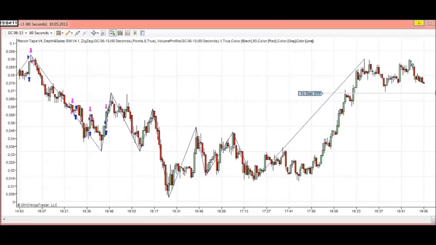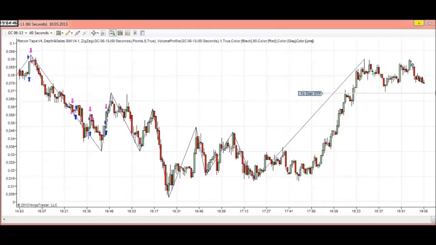Then my intention is to use tape and the DOM to manage the exit, because exit is the biggest unknown and the hardest to pull, not the entry. With this kind of system, you never know where to exit up front. It can run 50 ticks, it can run 5 ticks. So basically, we want to see a big shift in market sentiment. We want to see a shift on tape.